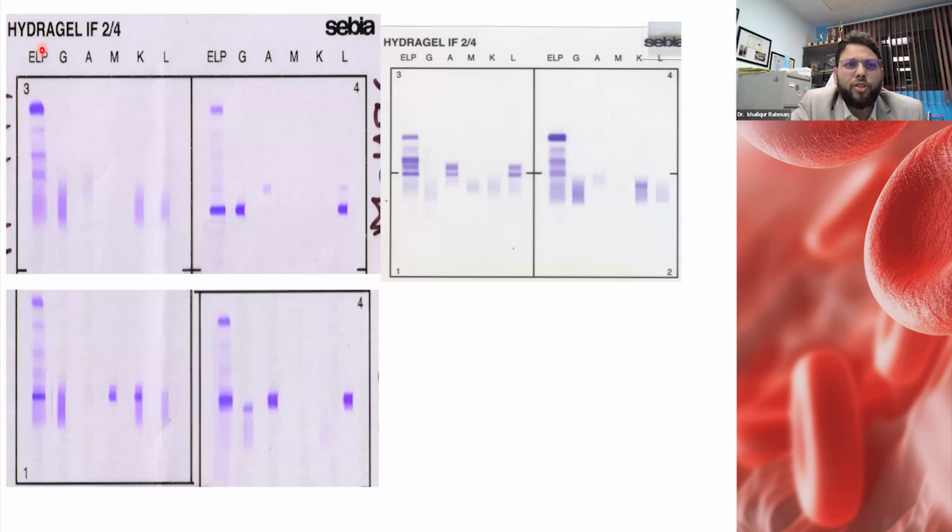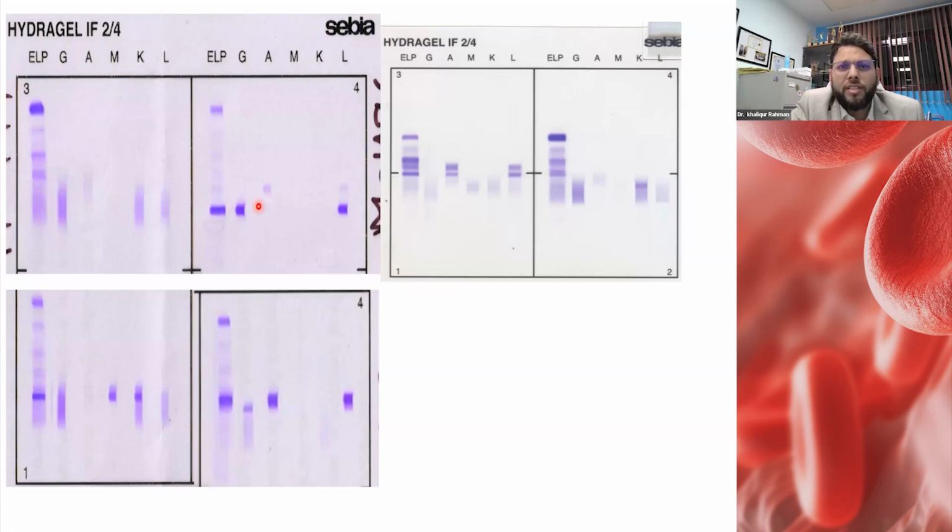So these correspond to the electrophoresis, G, A, M, kappa, and lambda. We add anti-sera against G, A, M, kappa, and lambda respectively. So if a G band is present, immunoprecipitation will occur, anti-G will bind to G, and we see the band over here. Just like this one appears to be normal; we do not see any band.